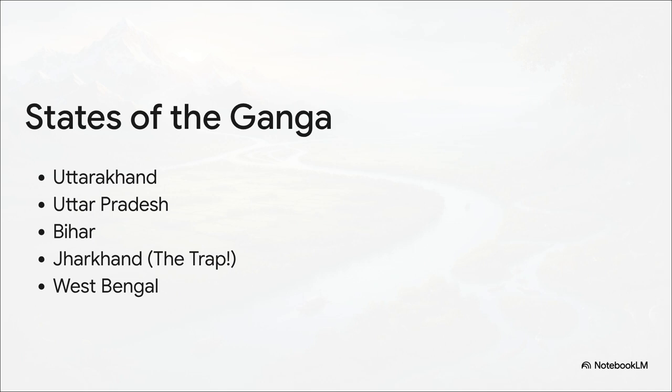But wait. Look closely at that 4th bullet point, Jharkhand. This right here is a classic examiner's trap. A lot of people just assume the Ganga totally skips Jharkhand, but it actually grazes the border of Jharkhand's Sahibganj district. So it geographically touches 5 states, not 4. Definitely keep that one in your back pocket.